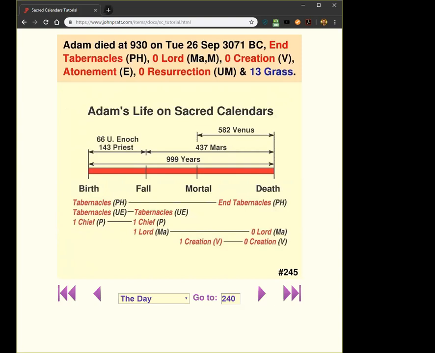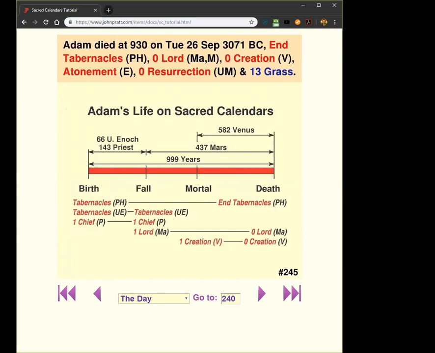The priest calendar, it's on one chief. That's the first day of the priest cycle. I believe he had the priesthood assumed on the day of his creation. That one chief is because he's a patriarch from that day. Whether he's ordained or born, I don't know. But there wasn't a day of his life, I believe, that he was not a priest of the patriarchal kind.